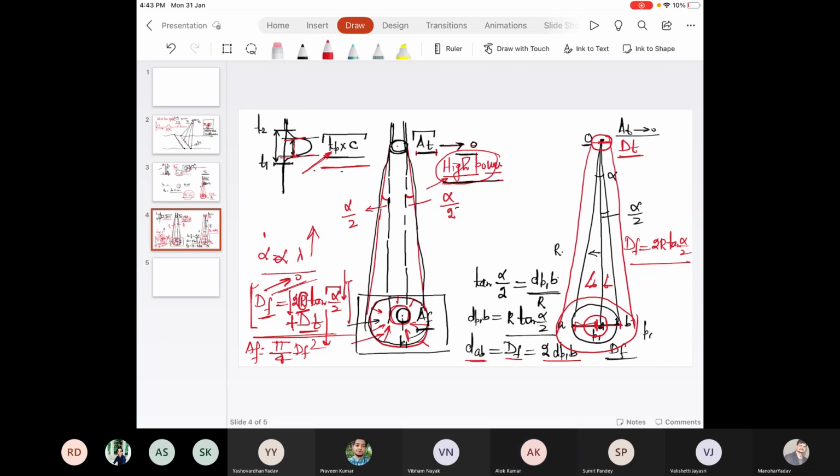Hello, sir. Why are we adding the aperture diameter in DF? It is very simple. Try to think. See the geometry, just plot it and see. Okay, let me explain.